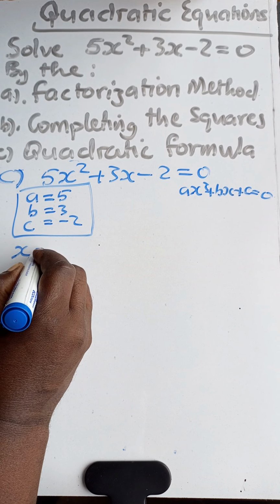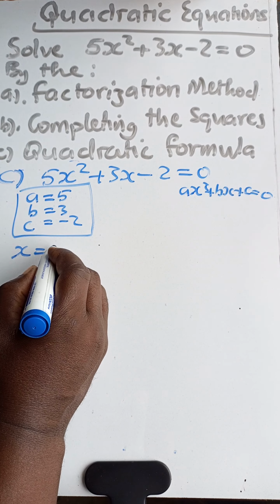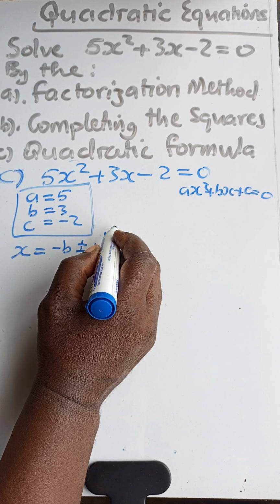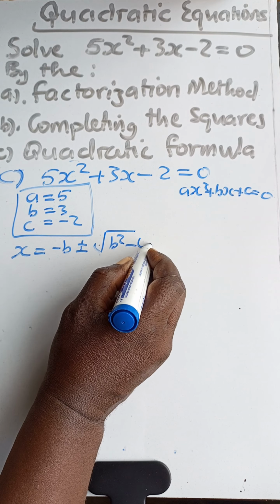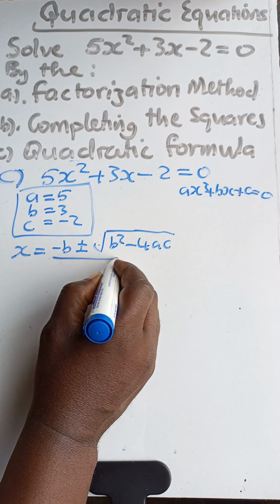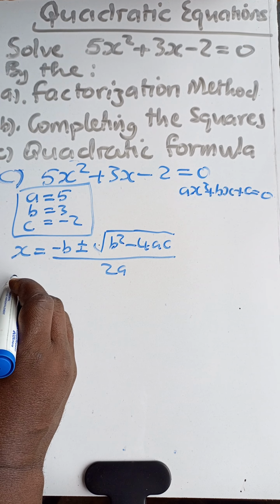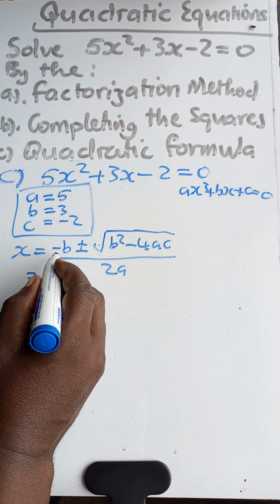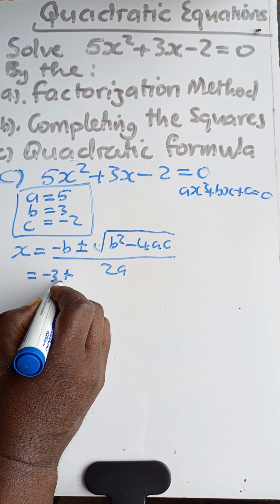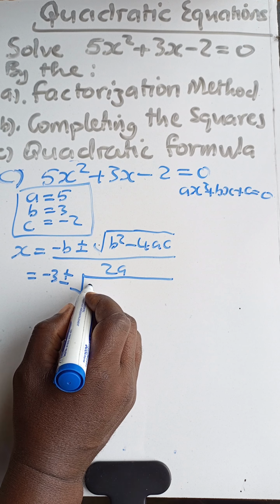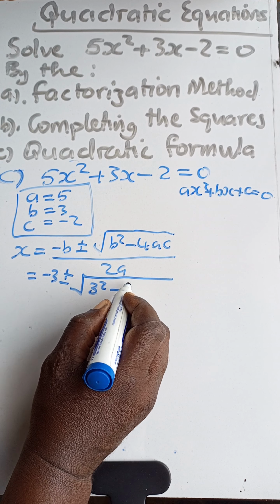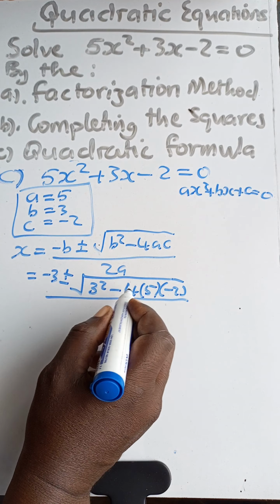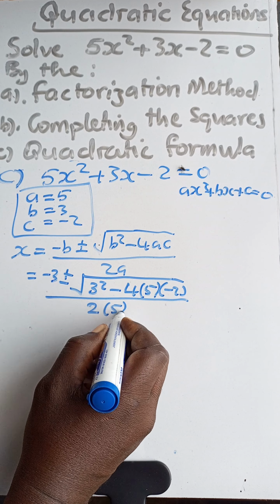Okay, the quadratic formula says x equals minus b plus or minus the square root of b squared minus 4ac, all of that divided by 2a. Okay, so let us put our various values there. So we have negative 3 plus or minus the square root of 3 squared minus 4 into 5 times negative 2, all of that divided by 2 times 5.